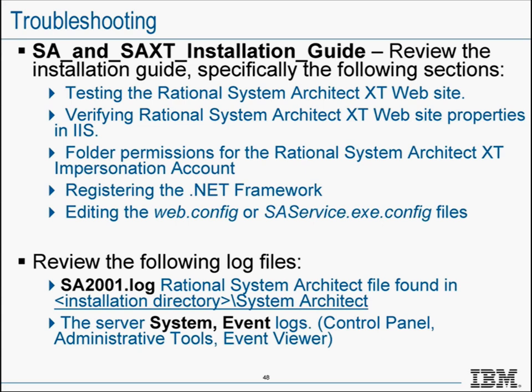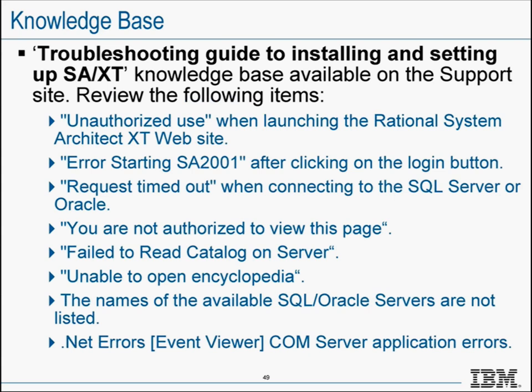And also what's provided is a very useful troubleshooting guide to installing and setting up SAXT. This is a knowledge base which is available on the support site. It reviews things like if you have unauthorized use for IIS, or you have an error starting a service, or if you have a request times out. So this is also another area in your deployment that you should look at, which is very, very useful.